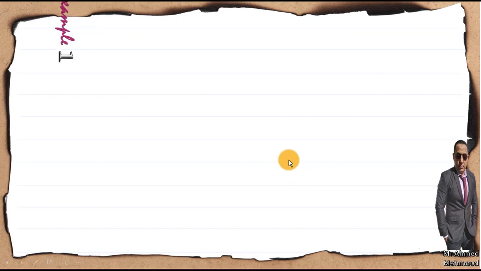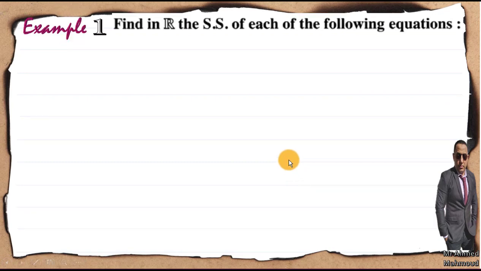Number 1, here I have: find in R the solution set of each of the following equations. Number 1, x to the power of 2 minus 6x equals 0. Here I have x squared minus 6x. This is not a product. I need to change this equation or this expression into a product. So I'm going to factorize.